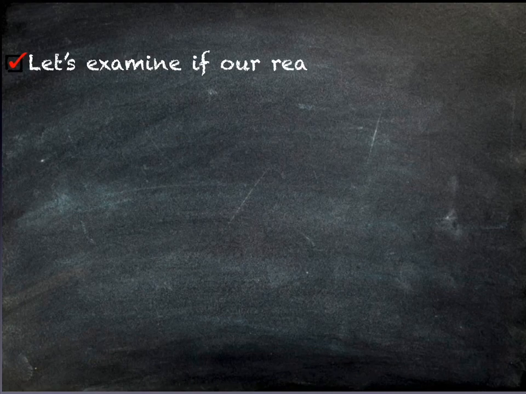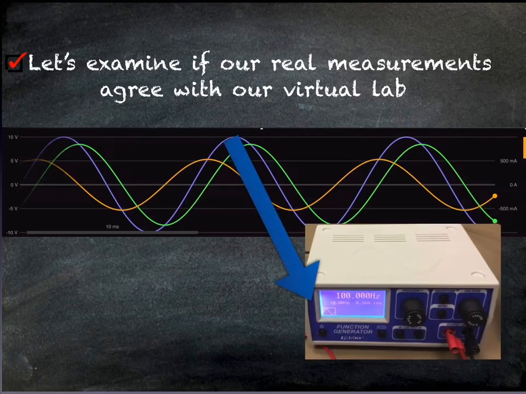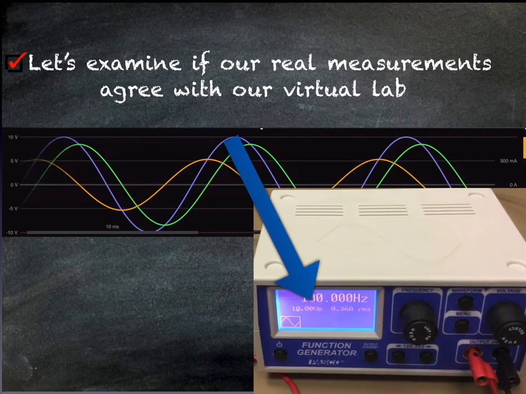Let's now examine whether our real measurements agree with our virtual scope. Take a look at the purple line that represents the voltage across the circuit. We know that we have inputted 10 volts peak from our function generator. Indeed, the maximum of this purple waveform corroborates that we have 10 volts peak.